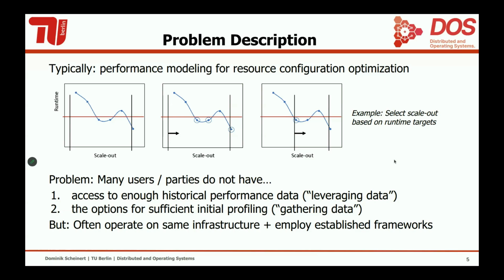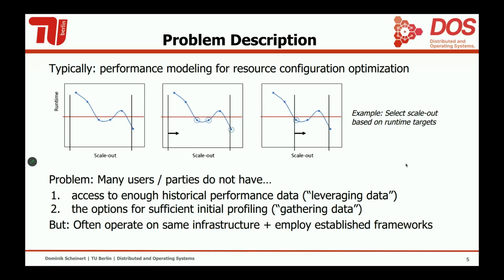Then you measure the runtime. Then, of course, you can relate the number of machines to the measured runtime and then use this very simple relation to some degree to predict how long the workload would require for a different scale-out. And then, if you have certain performance targets, you can choose based on these targets.